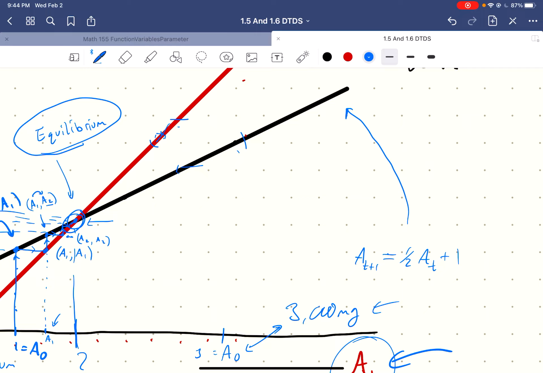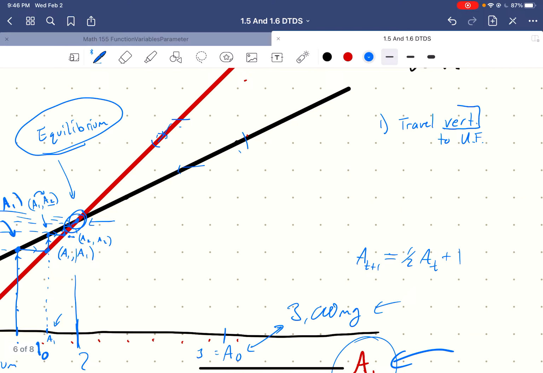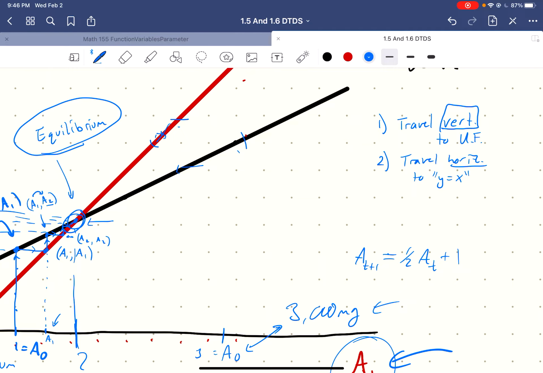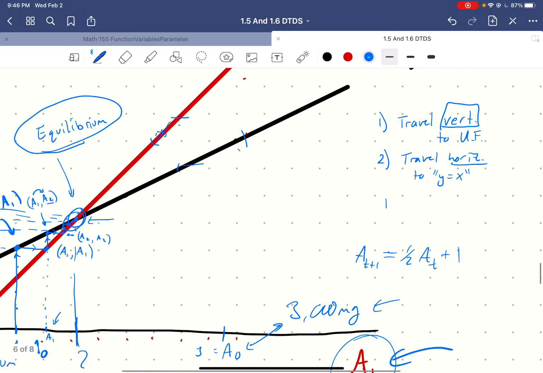Okay, so now, cobwebbing. Cobwebbing is an algorithm that really only has 2 steps, which you just repeat over and over and over. So the first step is you travel vertically to your updating function. Okay, and vertical does not mean upwards. Vertical means up or down. It's just a vertical travel. And then your second step, once you've hit your updating function, is you want to travel horizontally to the equilibrium line, to the y equals x line. And horizontal does not mean right, it doesn't mean left, it means right or left. Whichever way you have to travel to get to the equilibrium line, that's the way you do it. Okay, then you repeat this. Repeat. Okay, so let's do it.